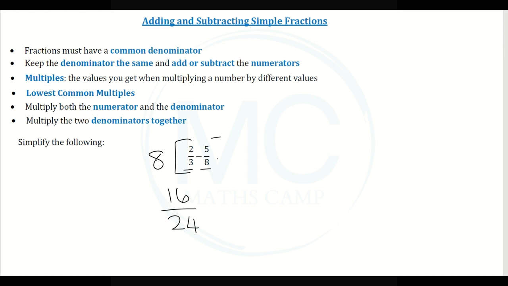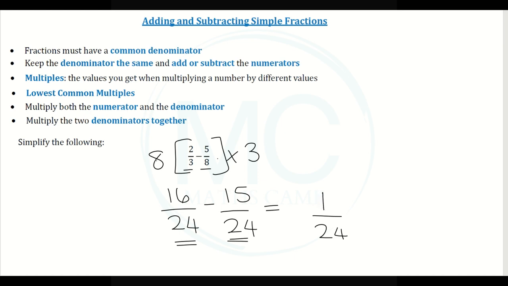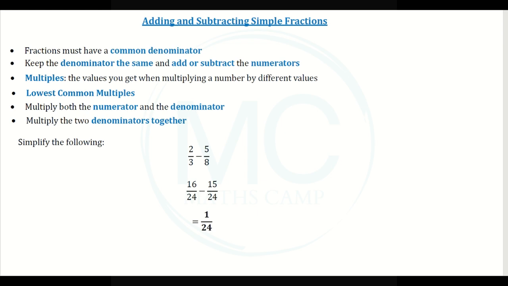For this fraction, we're going to multiply by 3. 3 multiplied by 5 gives us 15. 3 multiplied by 8 gives us 24. Now we have a common denominator of 24. So our answer will have a denominator of 24. 16 minus 15 gives us 1. And our answer is now 1 over 24.